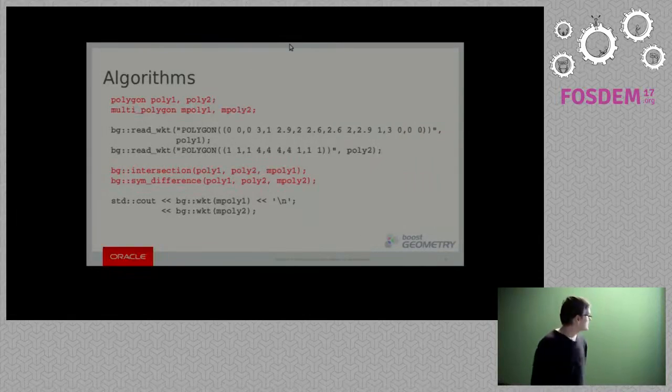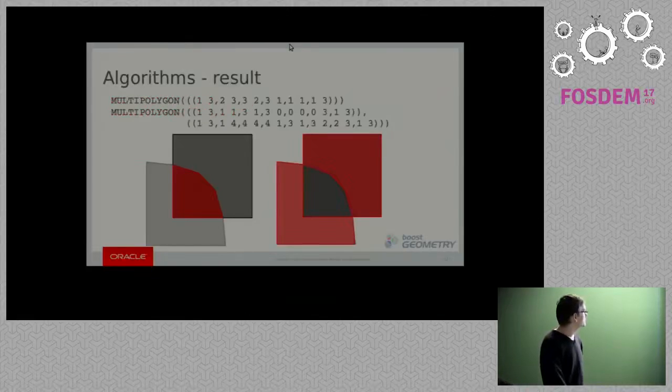And some set operations, that is intersection and symmetrical difference. The input geometries are polygons, and the output has to be multi-polygon. So there are 2 multi-polygons in the output. And it looks like this.